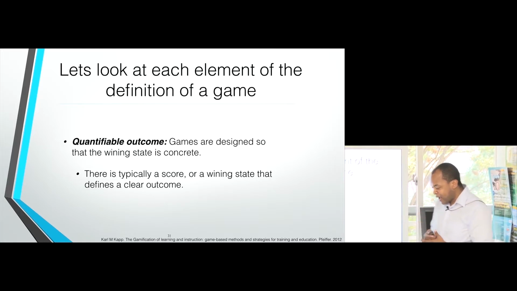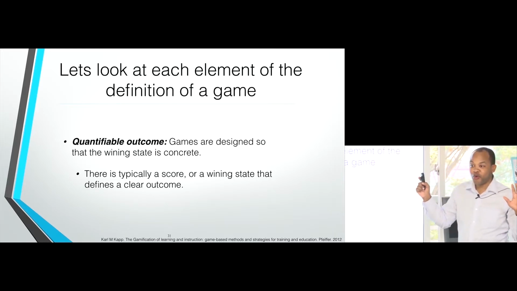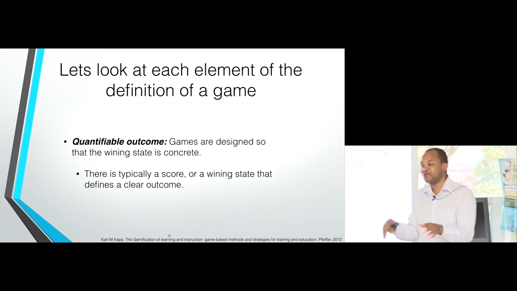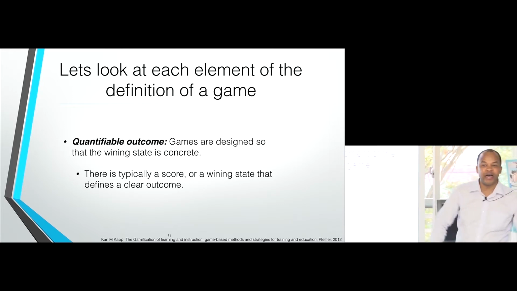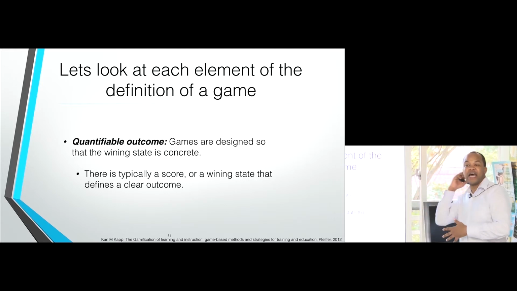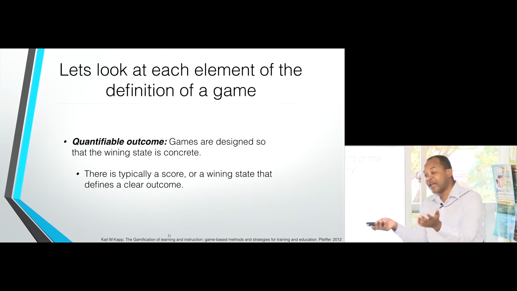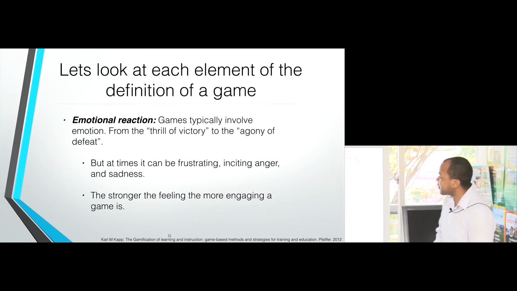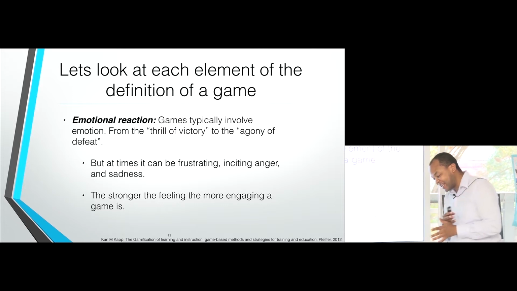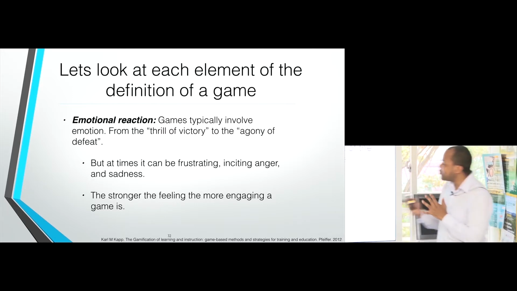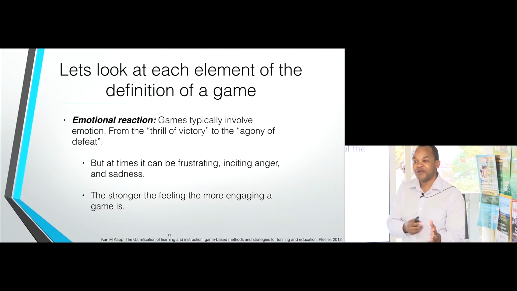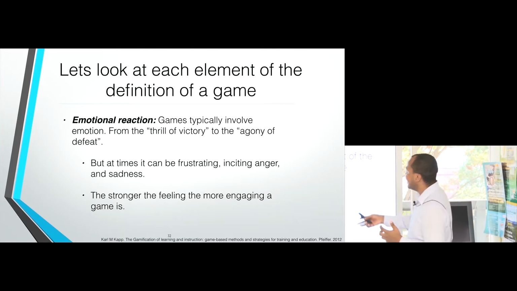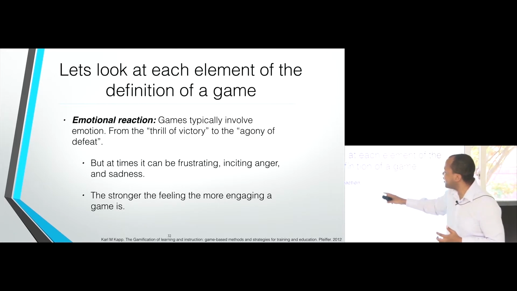Next, there's a quantifiable outcome. So you always know when you've won. There's usually no doubt if you won or not. You just know because of your score or because of the outcome. It's either you die or you have another life or things like that. Or you can catch anything on Pokemon Go. And there's also that emotional reaction. Either you lose or you win. It has to attach some emotion to it. They call it the thrill of victory.